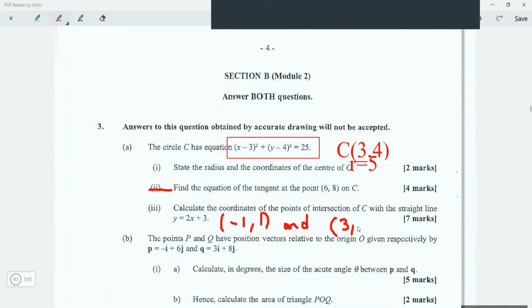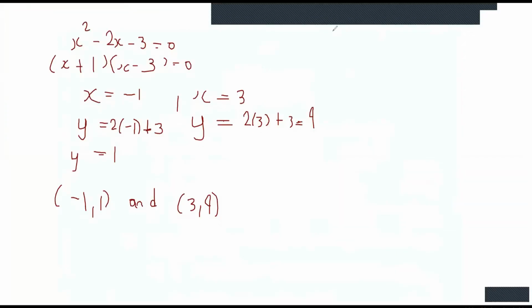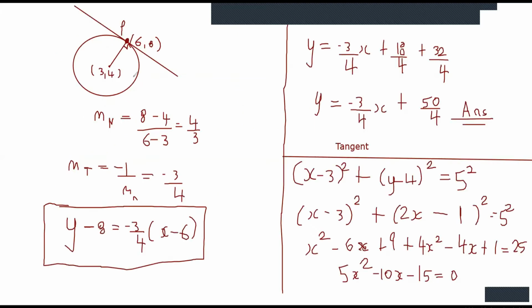How come you substitute y equal to 2x plus 3 into the equation, sir? Why did I substitute this? We substituted this because you have a line and you have a circle. So let me draw the circle again. Here's a circle, right? Right, Adam? Yes, sir. You have the line y equals 2x plus 3.